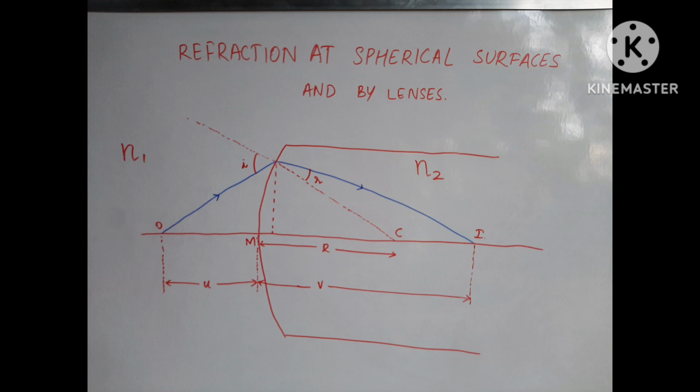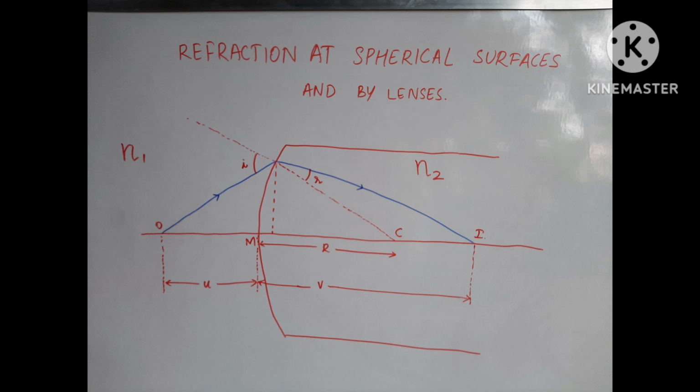Here we first explain the diagram, where we can consider O as the object. From this point, the ray of light is incident on the spherical surface and reaches the point I, and we can consider I as the image of the object. In this picture, C is the center of curvature of the spherical surface.